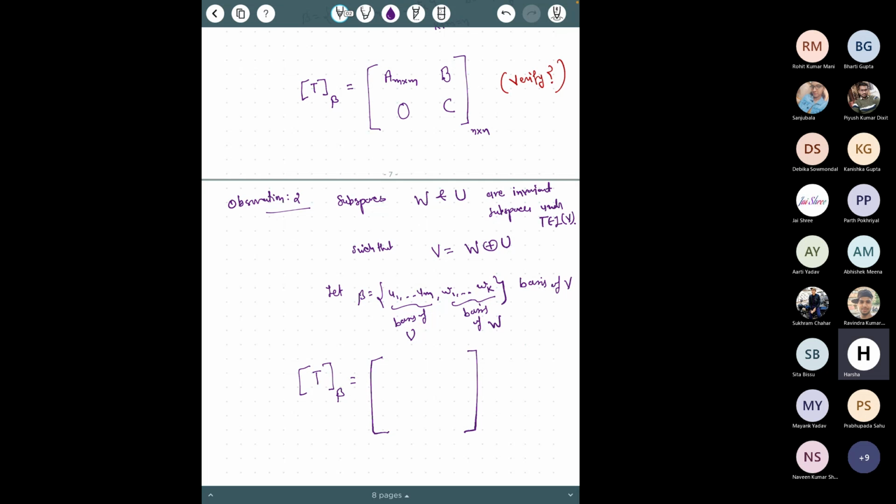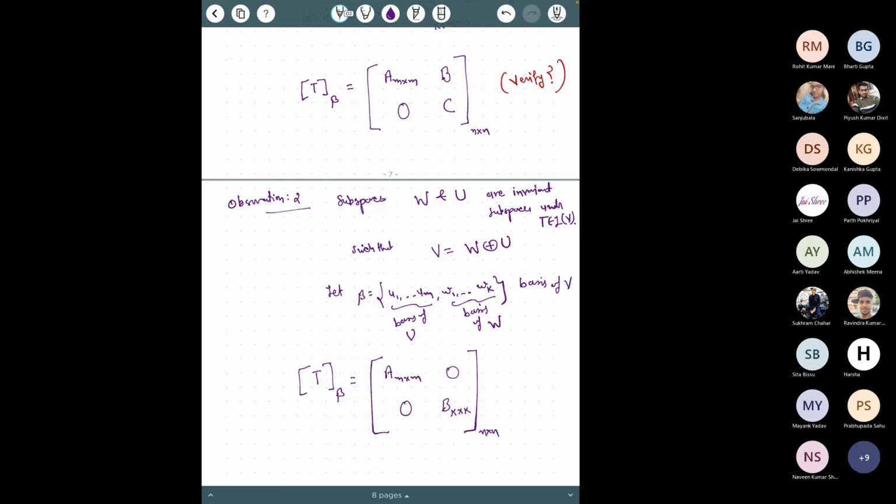Can you tell me what would be the form of this? It would be an m cross m block, then zeros below, then zeros off the diagonal and the blocks on the diagonal. Yeah, so this would be k cross k. You're right. So this is an n cross n matrix.